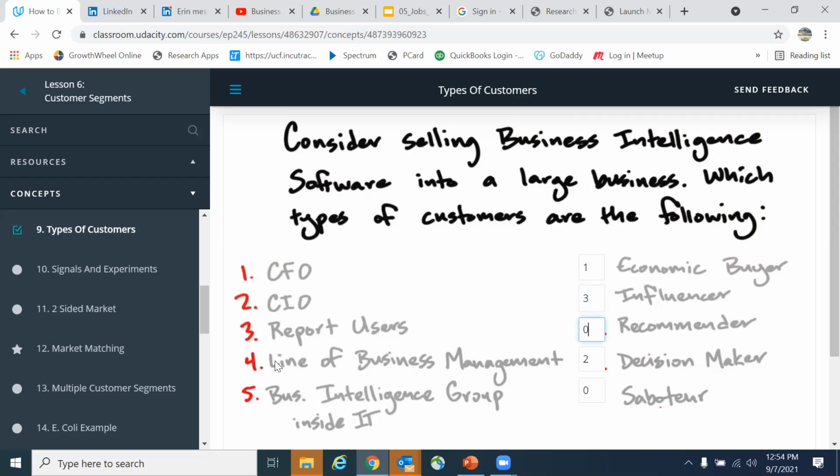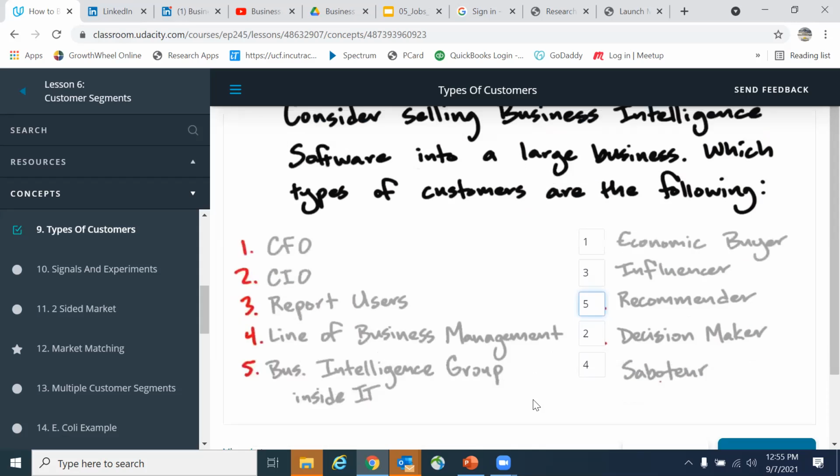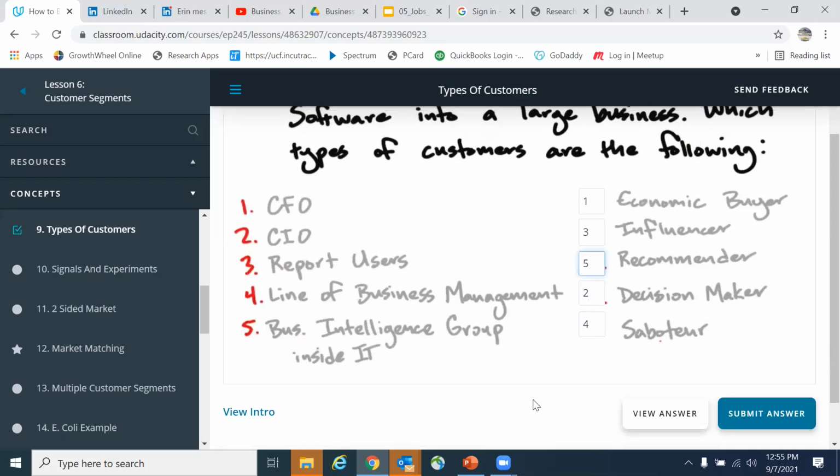Okay, I think number 4 could be the saboteur, and number 5 probably the recommender. Okay, let's do that. Number 5, the recommender here. I say it's the other way around, but it's fine. Let's go, Marco. Okay, everybody, do you like this? You could see the business management folks being the saboteur because you're messing in their turf. Yeah, that's what I think.